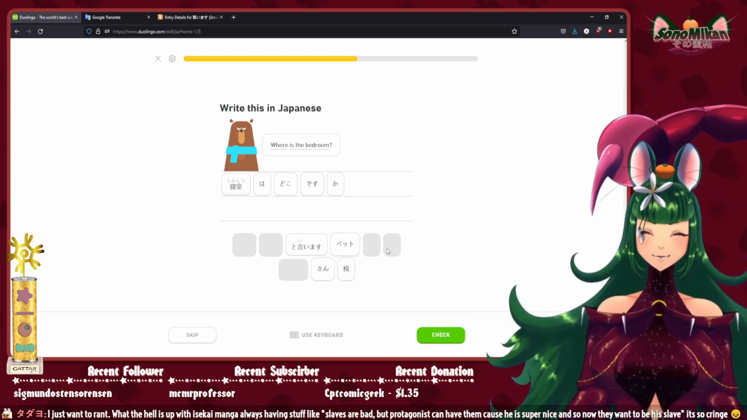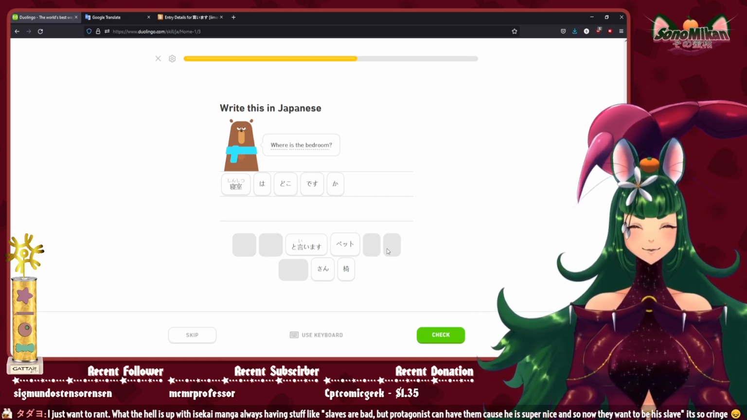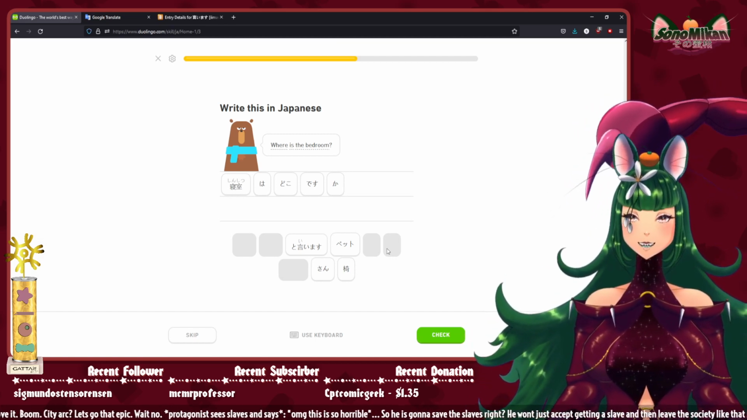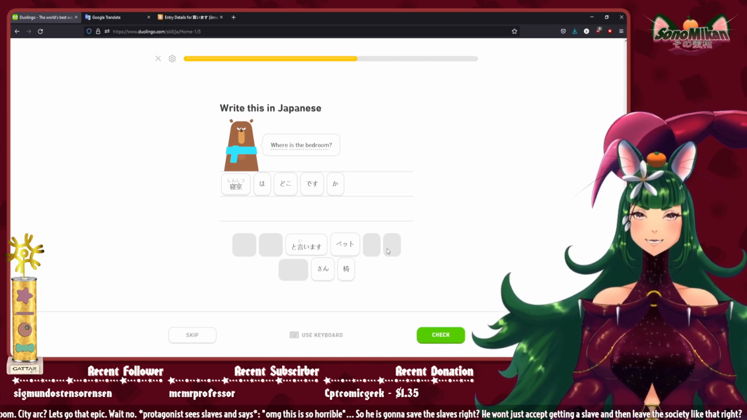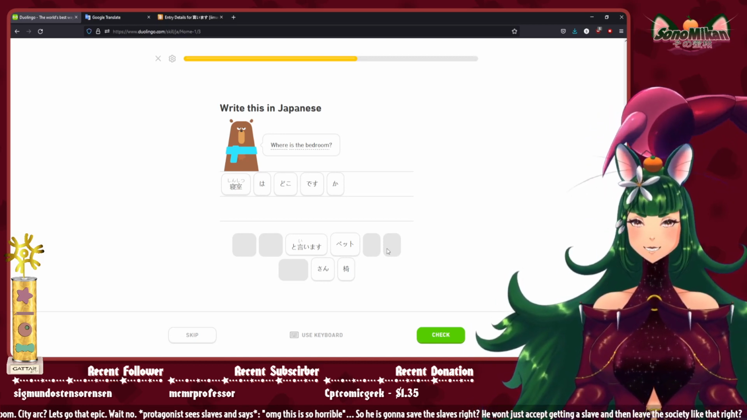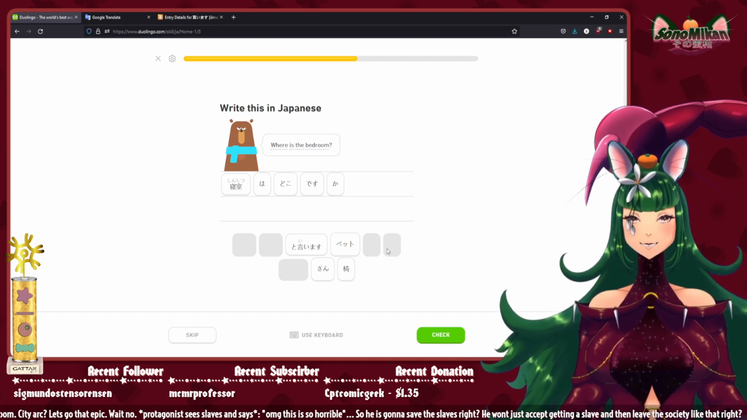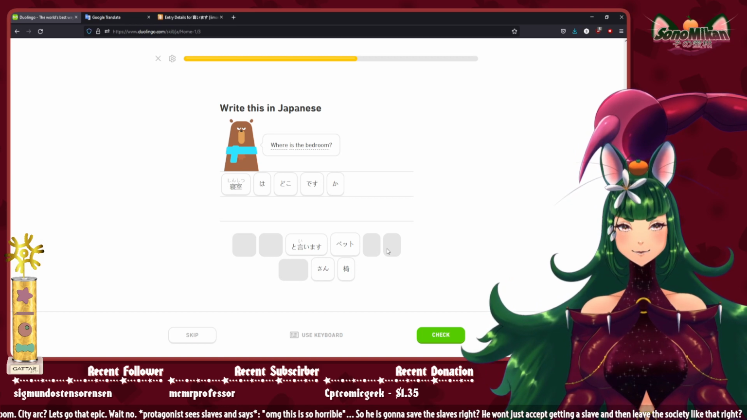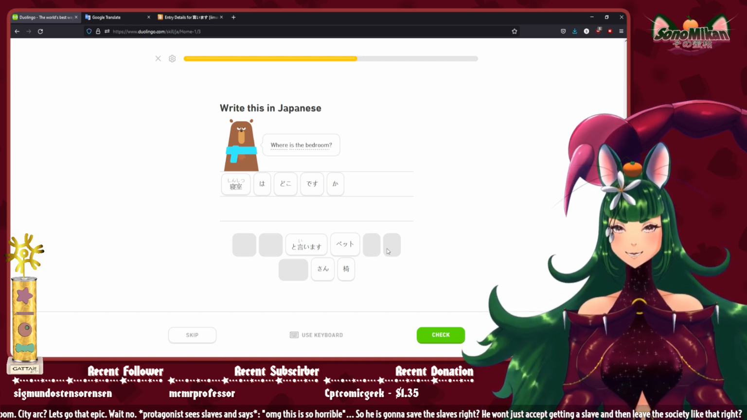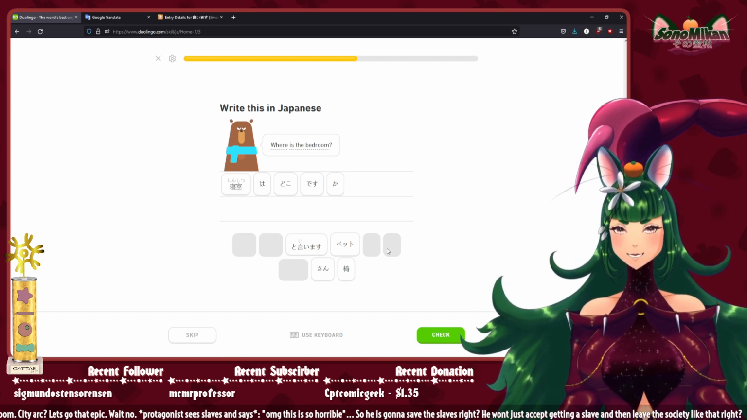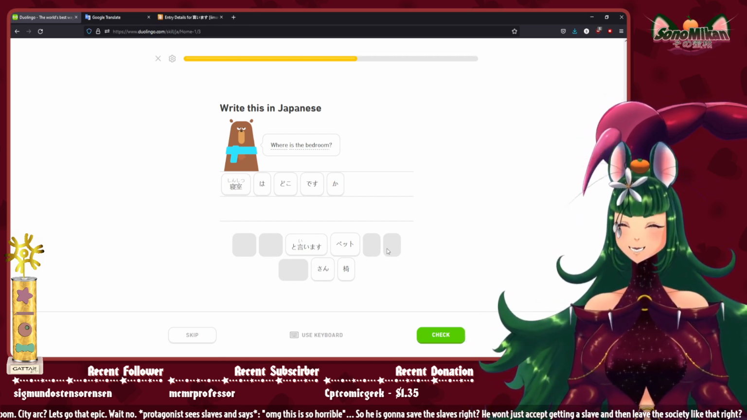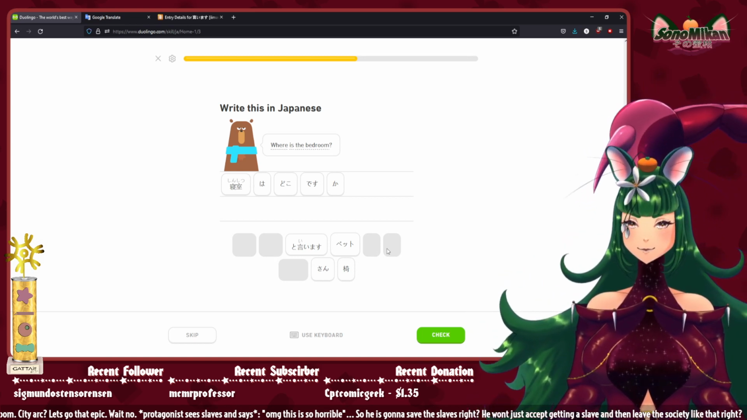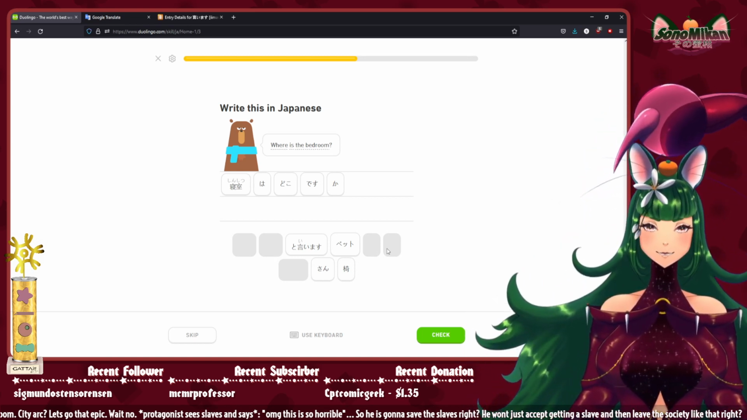Super cringe. Isekai has become a shadow of its former glory. I'm reading a new, super nice isekai, really good. Boom, city arc, awesome. The protagonist sees slaves and says, oh my god, this is so horrible, so he's gonna save them. He won't just accept getting a slave. Isekai is a shadow of its former self.